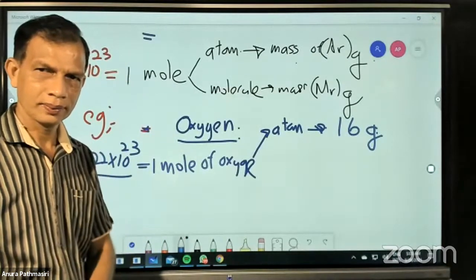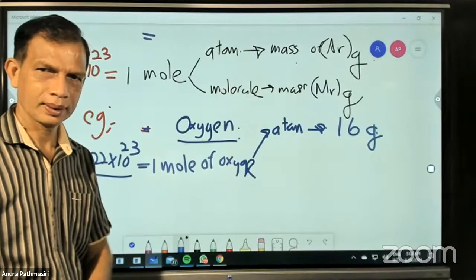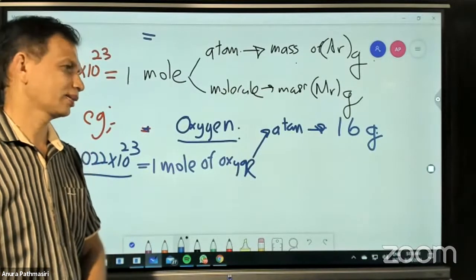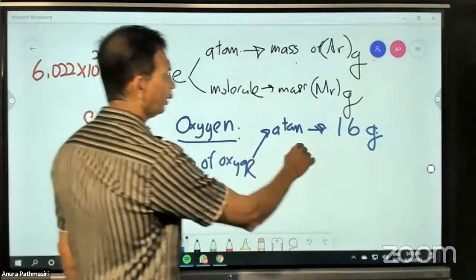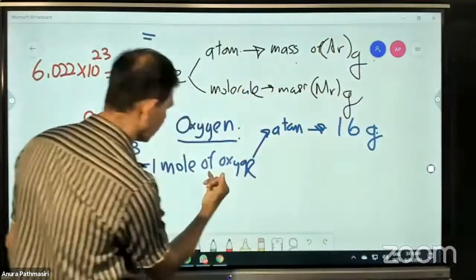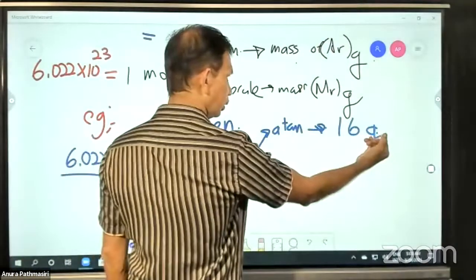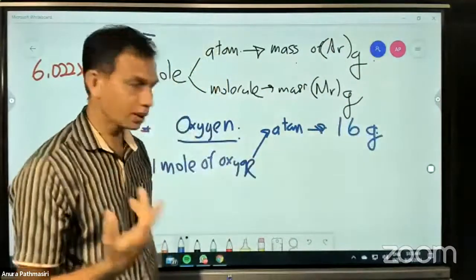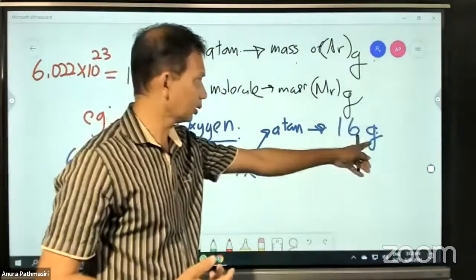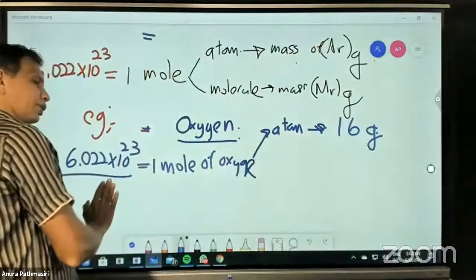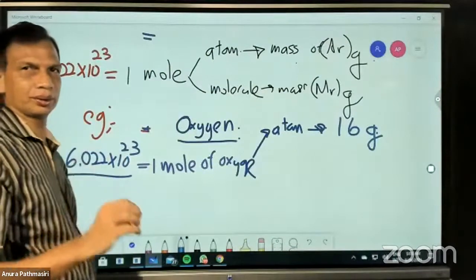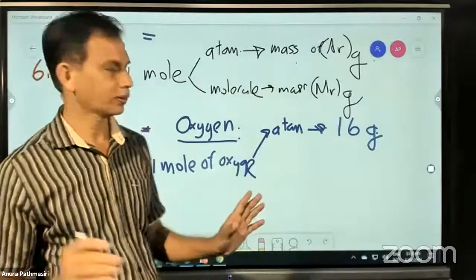Nice. If you have 1 atom of oxygen, there you got the relative atomic mass 16, and then consider it in gram. Then you have 1 mole, and then you have 6.02 times 10 to the power 23 amount of atoms.